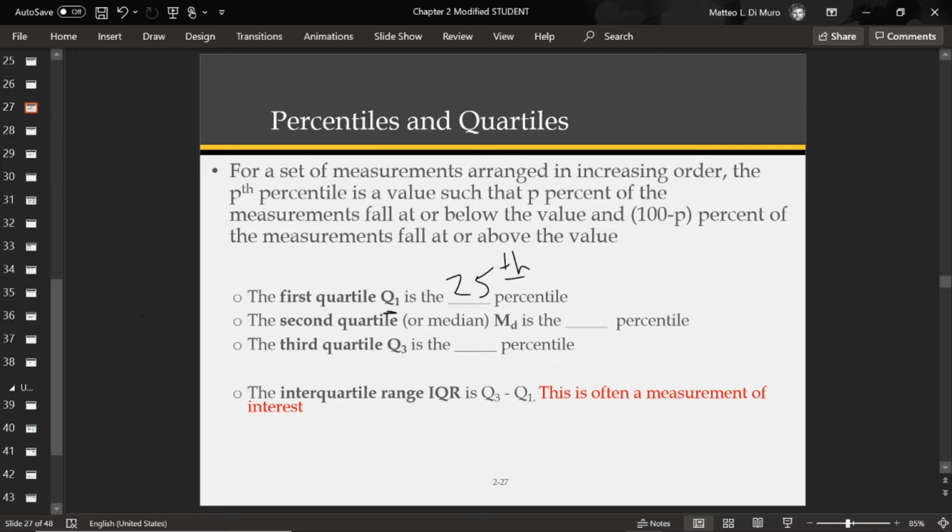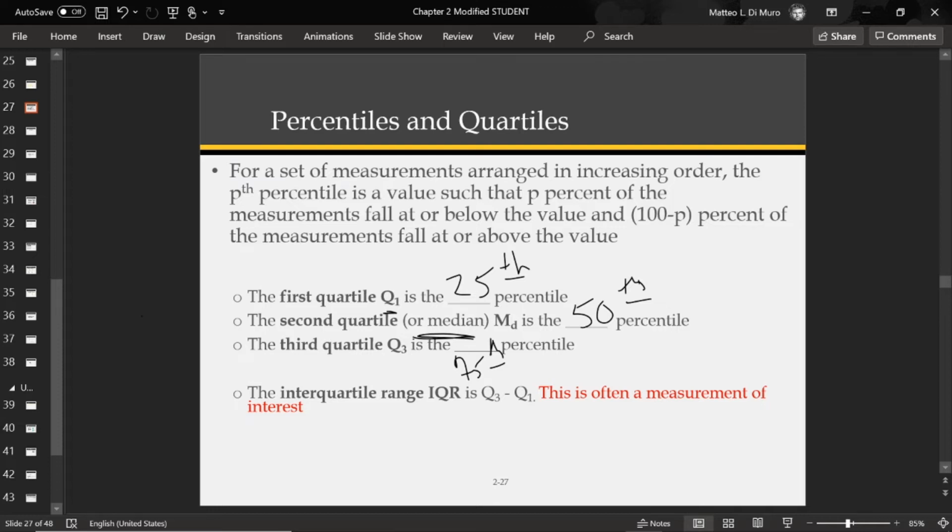The second quartile, which is also called the median, right? That's the 50th percentile, right? So if you're exactly in the middle, well, that's the median. The third quartile is the 75th percentile. So if you're in the third quartile, that means that you're doing better than 75% of people and 25% of people are doing better than you.